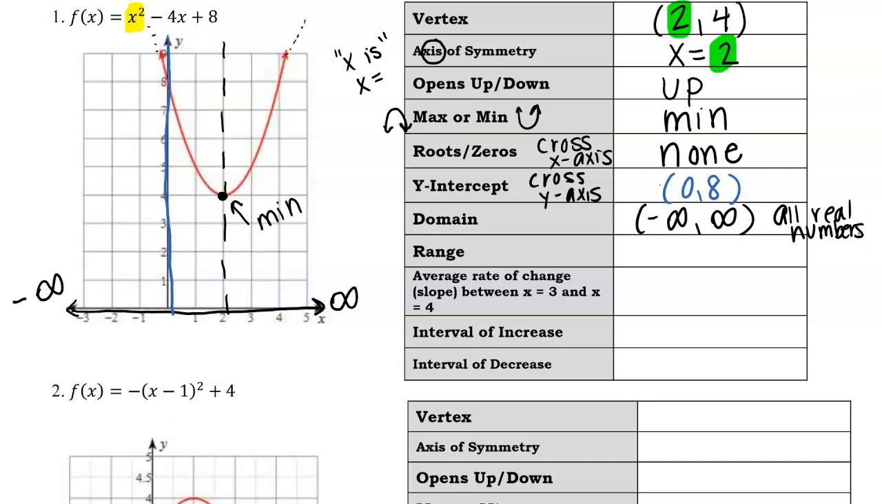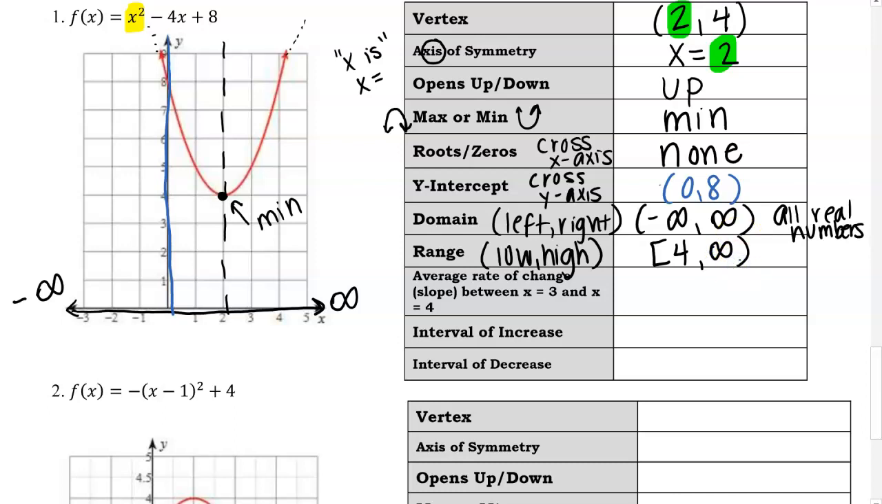The range. So remember, domain, you want to think left to right. Range, you want to think the lowest y value to the highest y value. So our lowest y value here happens to be the y value of the vertex. So the vertex is at a y value of 4, and then the arrows go up forever to infinity.